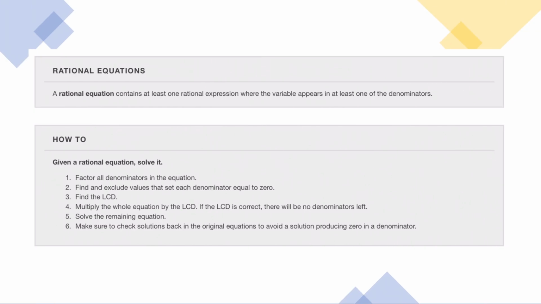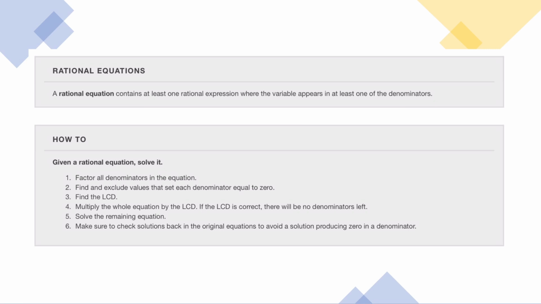So a rational equation contains at least one rational expression where the variable appears in at least one of the denominators. A rational equation is like fractions, right? It's like an equation that has fractions where the variable appears in the denominator somewhere.